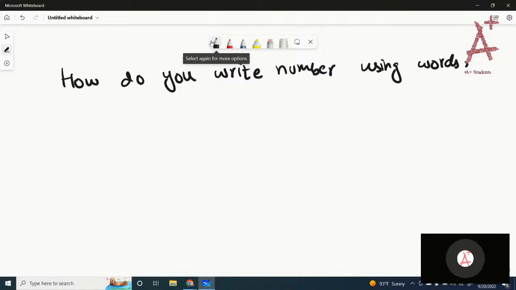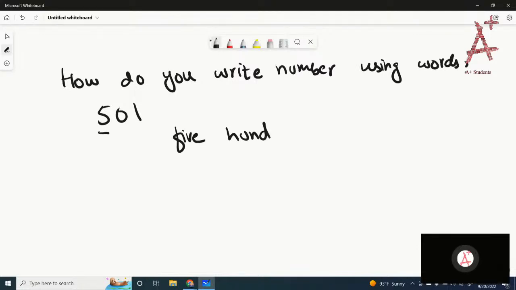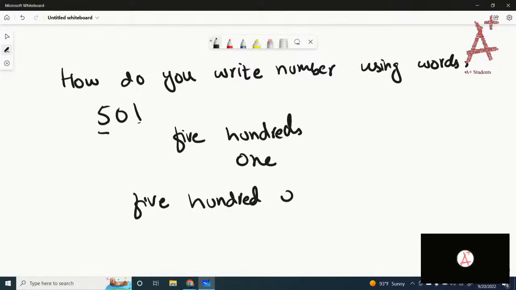Okay, let's do another example. The next one is how do you write the number using words, and the number is 501. So write the hundreds. How many hundreds do we have? We have five hundreds. And then we have to write the tens and the ones. So we don't have any tens digit over here, we have just the one. So that means the number is 501. Got it?